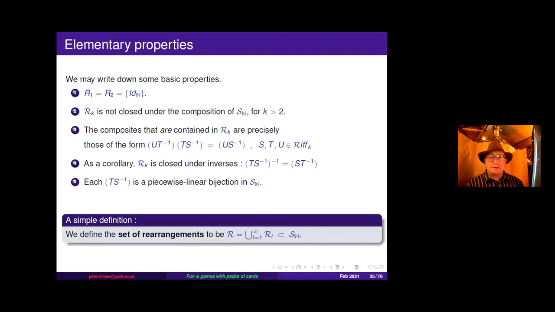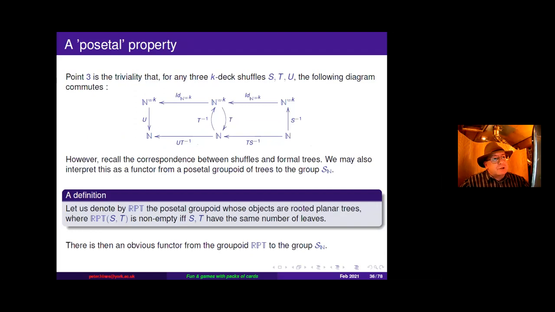And we're going to take a very simple definition here. We're going to define the set of rearrangements to be the union of all K-deck rearrangements. Again, just a subset of the symmetric group on the natural numbers. And going back to point three, we see that we've got a sort of Poincaré-Lefschetz, sorry, Post-Stasheff kind of property here. It's a triviality that if we've got any three K-deck shuffles of decks of cards, this diagram commutes. We rearrange the result of shuffle S to look like the result of shuffle T. We rearrange the result of shuffle T to look like the result of shuffle U. Unsurprisingly, this gives us the rearrangement of shuffle S to look like the result of shuffle U.